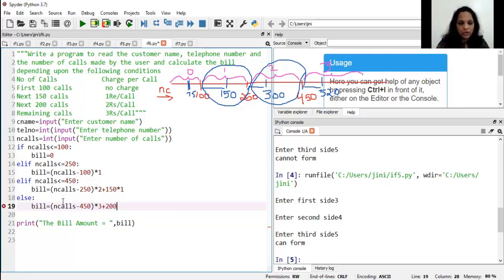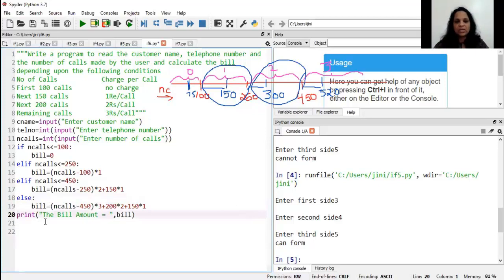So the 200 calls, they're charging me 2 rupees, plus the 150 calls, they are charging me 1 rupee. Please understand that I have reached 520 after making 150 calls of 1 rupee, 200 calls of 2 rupees, and the remaining calls of 3 rupees. That's my calculation. And finally, I display the bill.